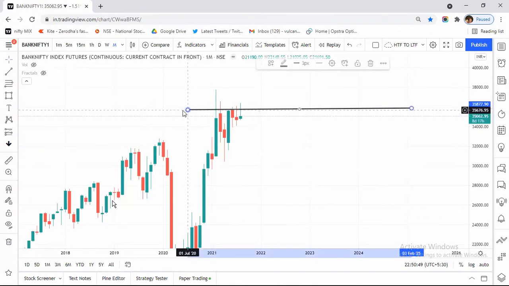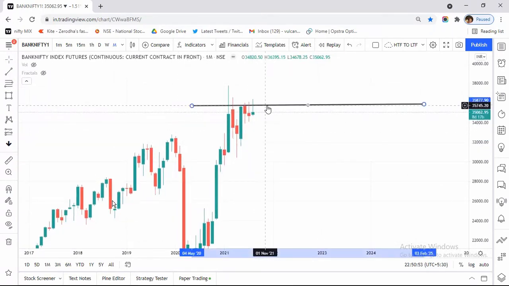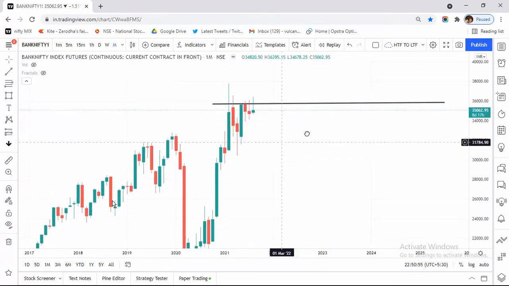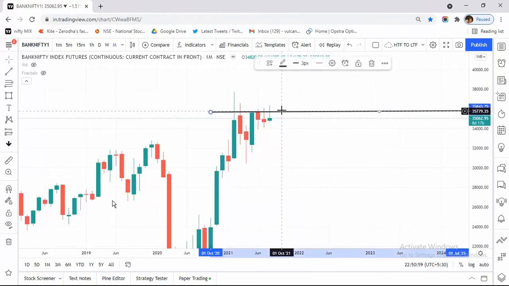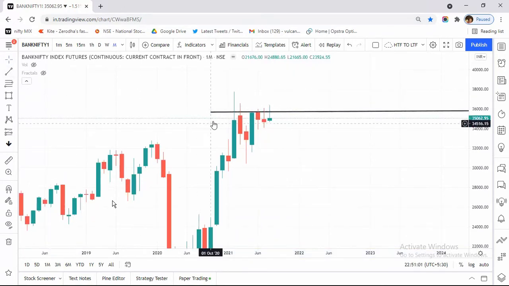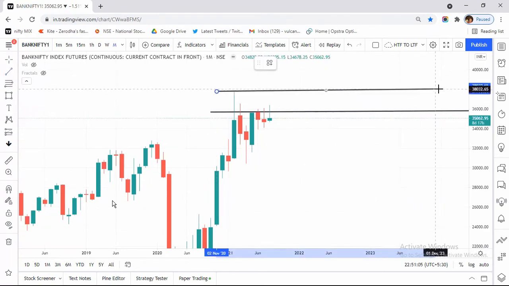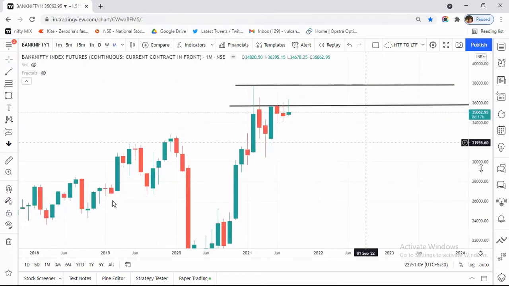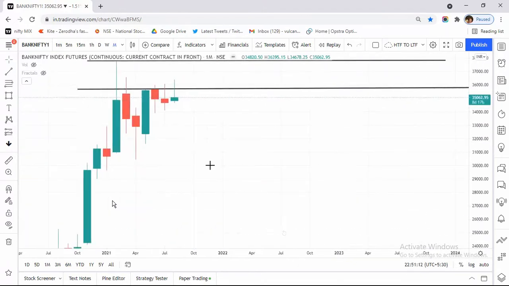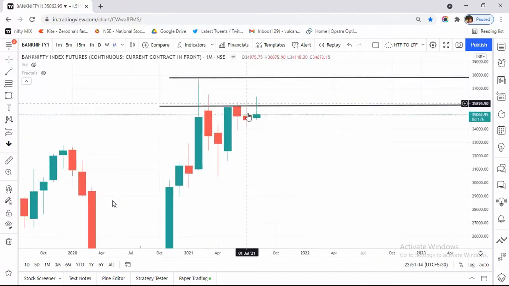And what is the market doing here? What is my Bank Nifty doing here? It is just targeting my liquidity. I don't know if it will target this liquidity or not, but what I am seeing here is some kind of rejection in price.